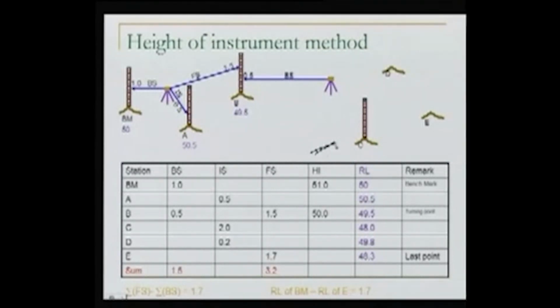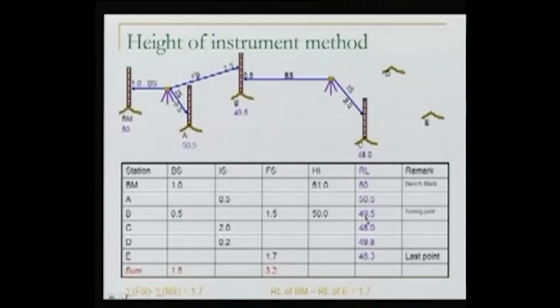For example, for C, we will take a sight at C. Let us say the reading here is 2 meter. If it is 2 meter, we know the height of the instrument for C. So I am writing for C the intermediate sight. We know the height of the instrument, we can compute the RL of C. So RL of C is known.